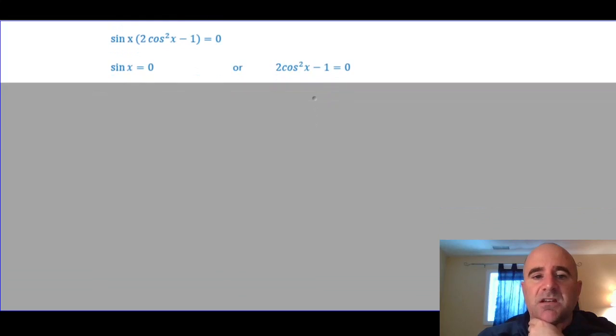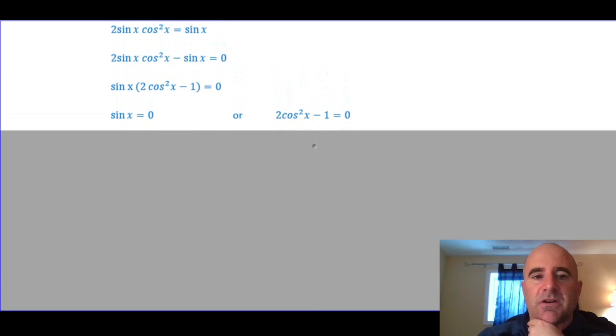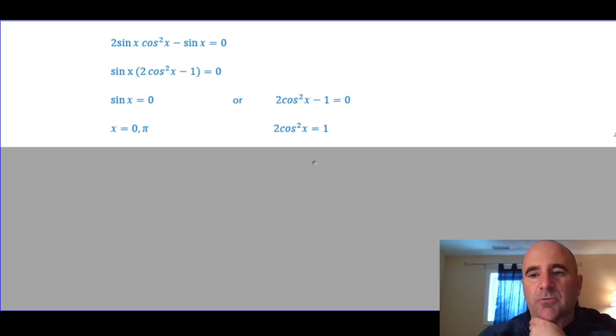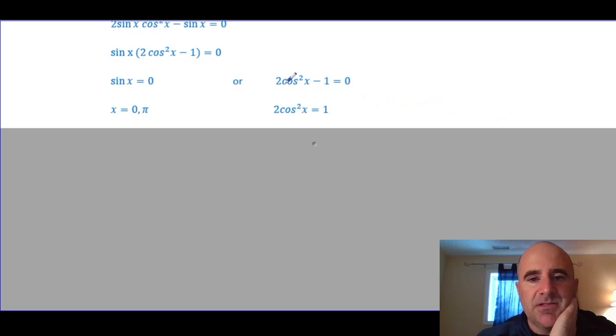Well, sine x equals 0 is very nice because that's an easy one, 0 or pi. If you just think about the unit circle and when the y value would be 0, as sine represents the y value on the unit circle for a certain angle. Okay, let's look at the algebra here.